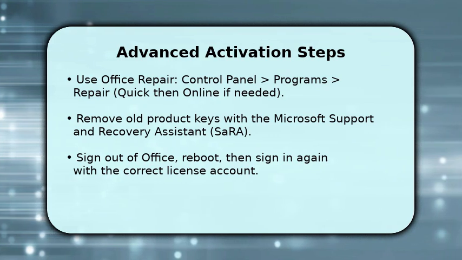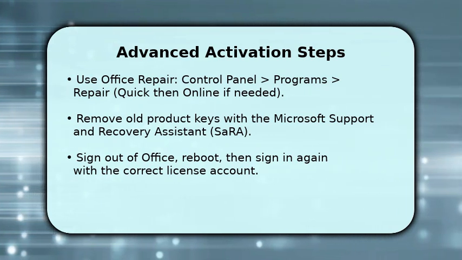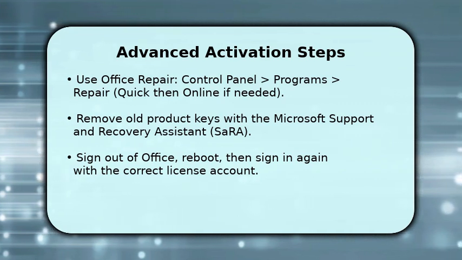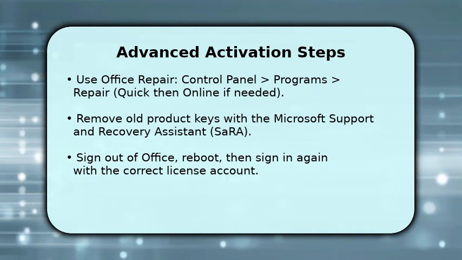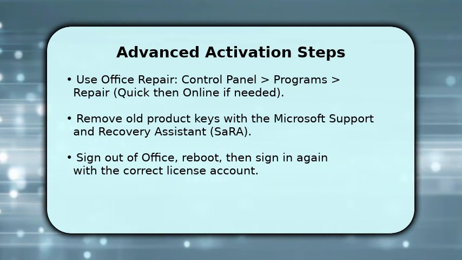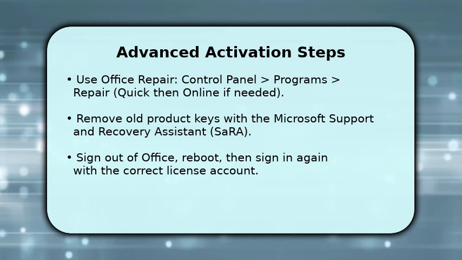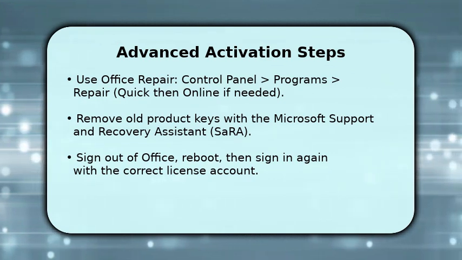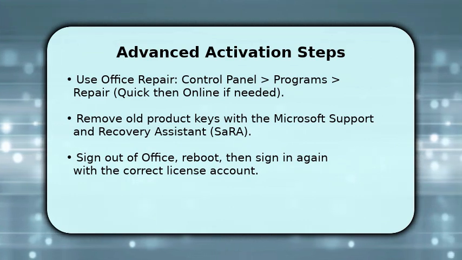This addresses licensing ghosts. Make sure to sign out of all Office apps, reboot the PC, then sign back in with your license account so activation tokens refresh and a clean handshake occurs with Microsoft. To finish, confirm activation by opening Word and checking File, Account for Product Activated.